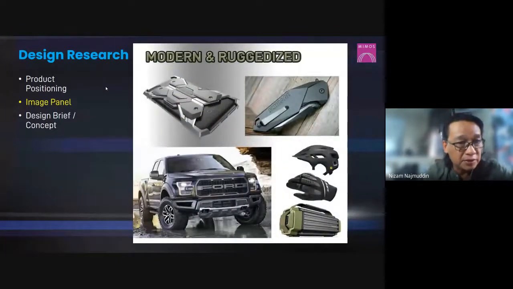So this is another example. We want the product to look modern and ruggedized. This is an existing product other than the product that we want to develop, for example this Ford Bongo. It looks ruggedized, more robust and modern. So for the design, we have to select the targeted outlook, and all these images we will present during our design brief, during our ID selection.